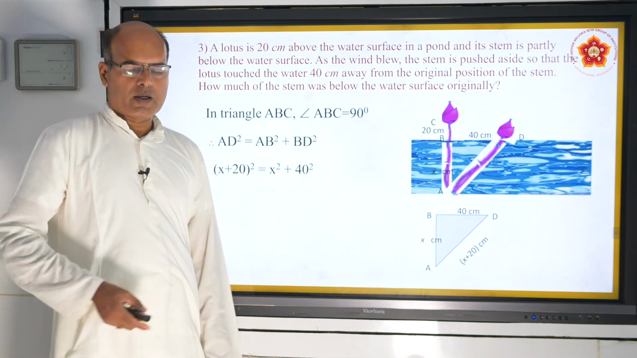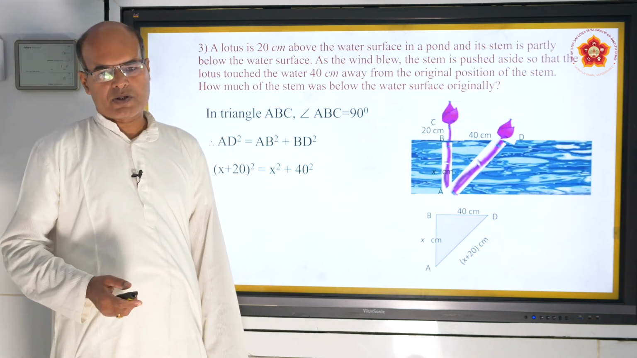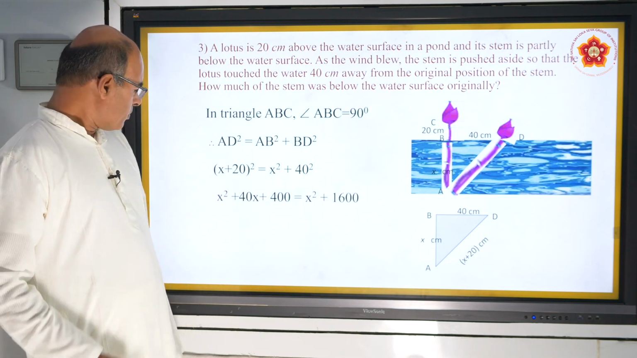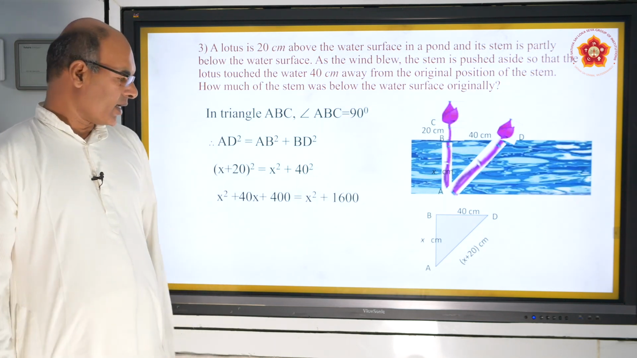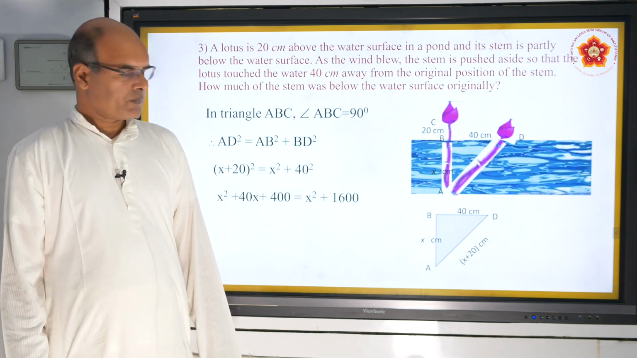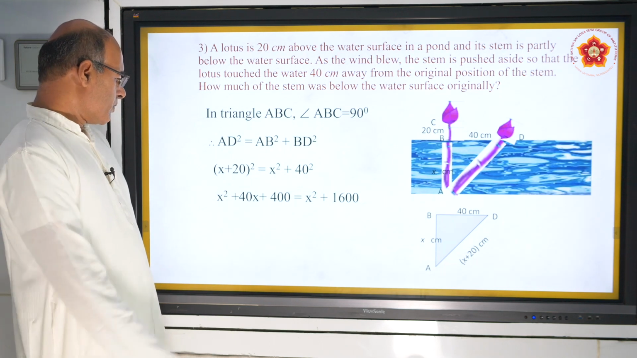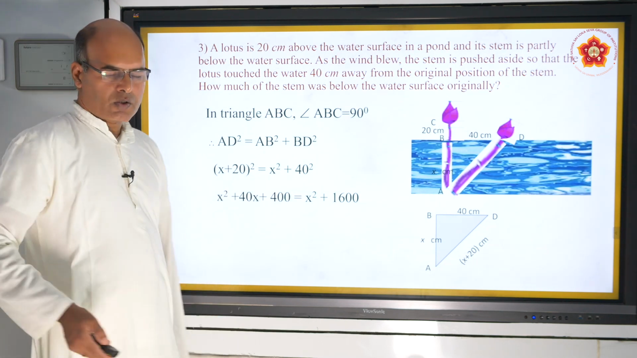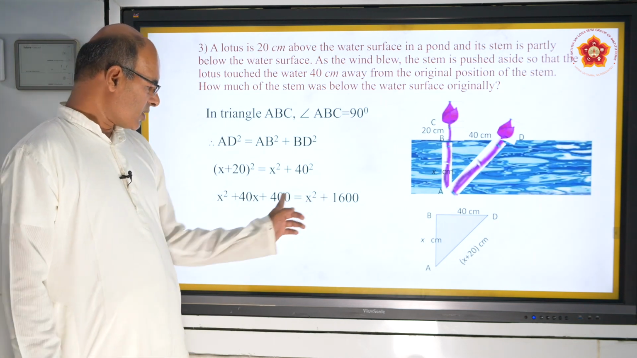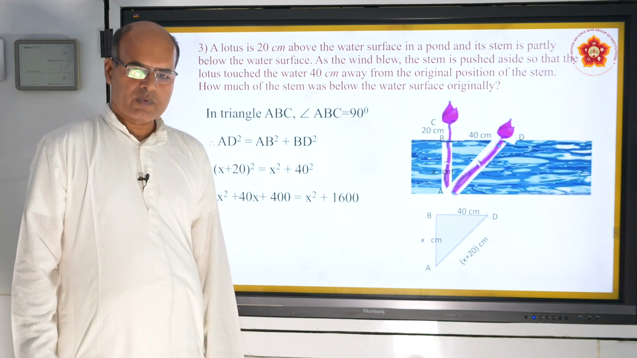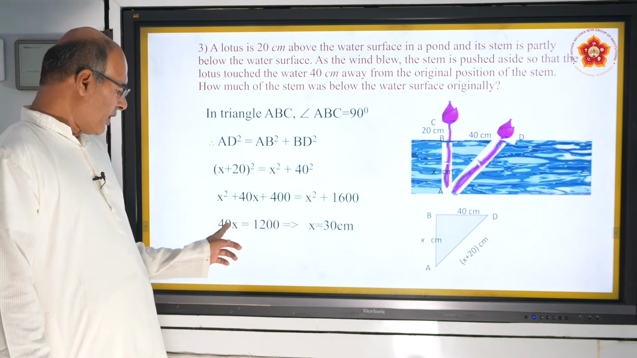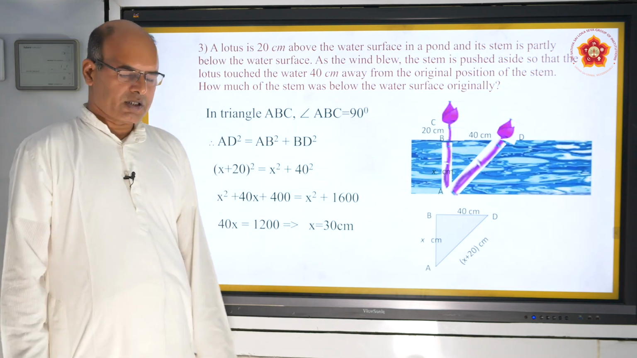So (a plus b) whole square is a square plus b square plus 2ab. So x square plus 20 square, 400, plus 40x, where 2ab is 40x, is equal to x square plus 40 square, which is 1600. So x square and x square cancel out. So we have 40x is equal to 1600 minus 400, that is 1200. So therefore x is equal to 1200 by 40. So we get 30 centimeter.